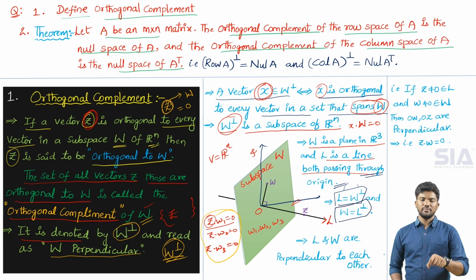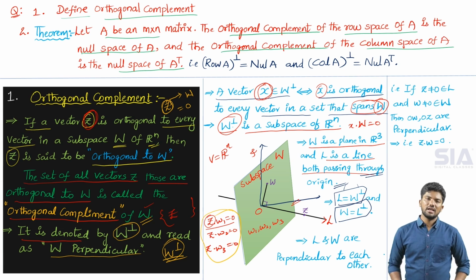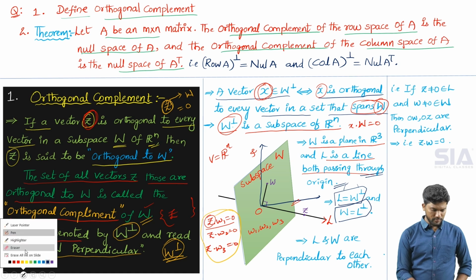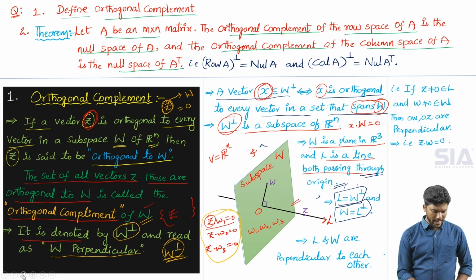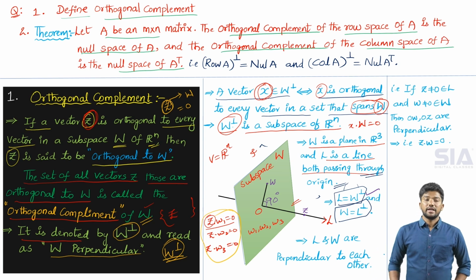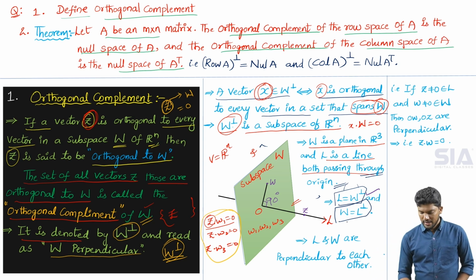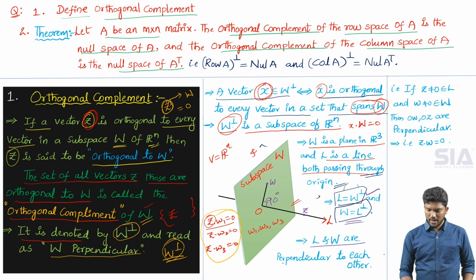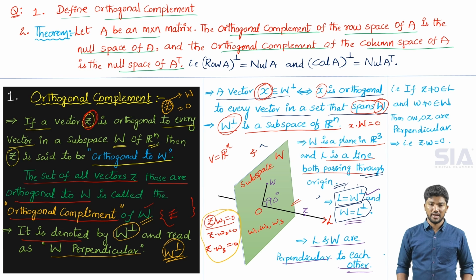Why are we saying that? Because the angle between capital L and W is 90 degrees. That means clearly from the diagram only you can see the angle between them is 90 degrees. Then clearly we can write capital L is equal to W perpendicular or W is equal to L perpendicular. L is perpendicular to W, and W is perpendicular to L. The angle between them is 90 degrees. So therefore L and W are perpendicular to each other whenever they pass through the origin.